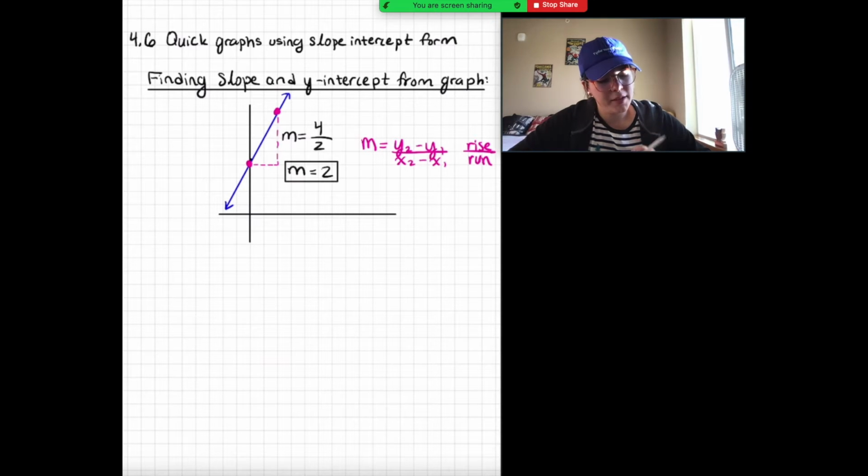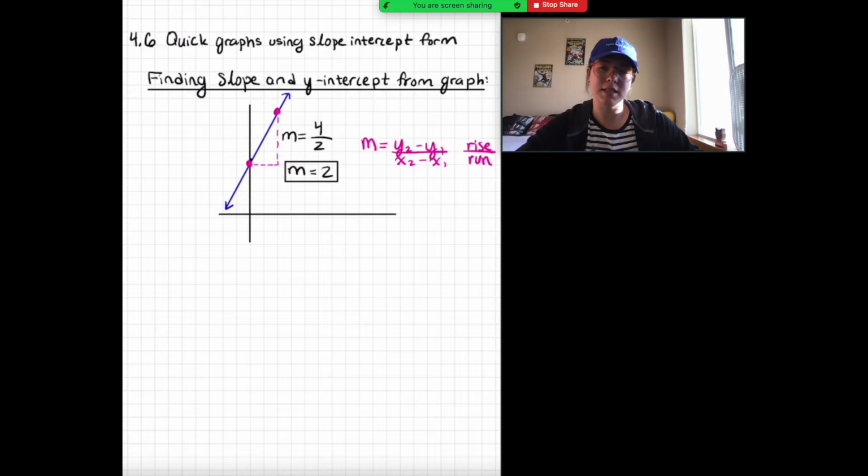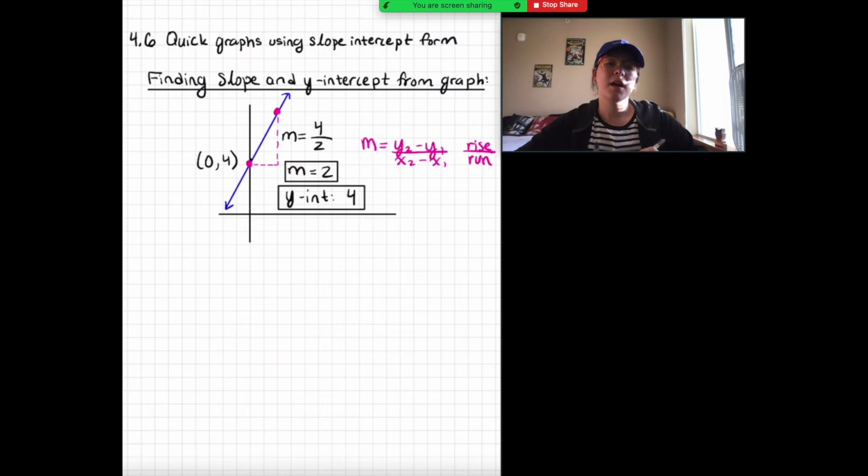There we go. And then in 4.3, we learned how to find intercepts. So remember, the y-intercept is just where our line crosses the y-axis. So remember, our vertical line is the y-axis, and our line, the blue line, crosses the y-axis right here at the point 0, 4. Since we had to go 1, 2, 3, 4 places up. So our y-intercept would be 4. So that would be how you find the slope and the y-intercept given a graph.